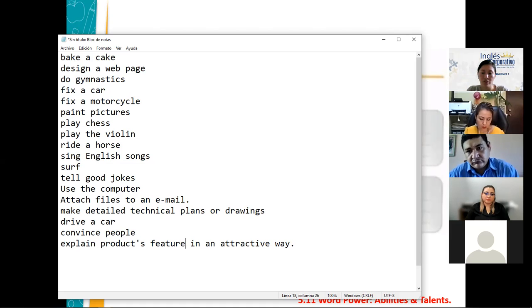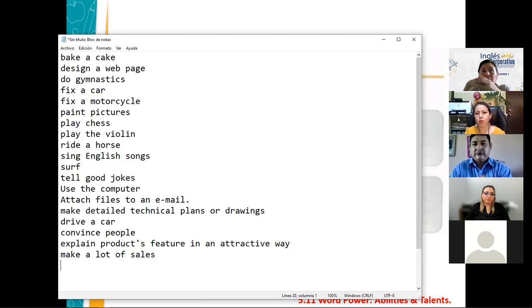Okay. Very good. En el caso de vender bastantes productos, digamos, ya no sería convencer, sino que compre el producto. Hacer varias ventas. Ah, okay. So make sales. Make a lot of sales. Hacer bastantes ventas. You can make a lot of sales. Very good. What else? ¿Qué más? ¿Alguna otra habilidad que se les ocurra?